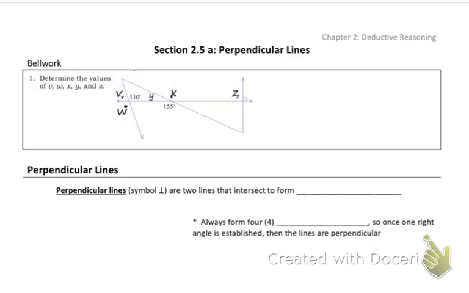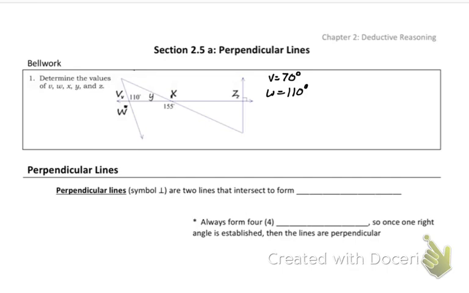Evan. So V. It's going to be 70 because 70 plus 110 is 180. Perfect. Let's go to W. Lydia? 110. How do we know it's 110? Because the angle that's not 110 is the vertical of that one. Gotcha, because they create that straight angle.